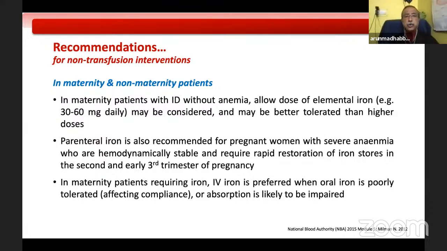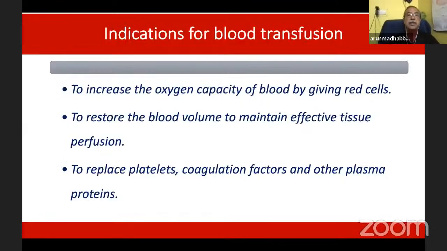Parenteral iron is also recommended for pregnant women with severe anemia who are hemodynamically stable and yet require rapid restoration of iron stores in the second or early third trimester of pregnancy. In maternity patients requiring iron, I think IV iron today is preferred over oral iron because the compliance is better, reactions are minimal, and also the absorption modality is not going to impair the level of iron.